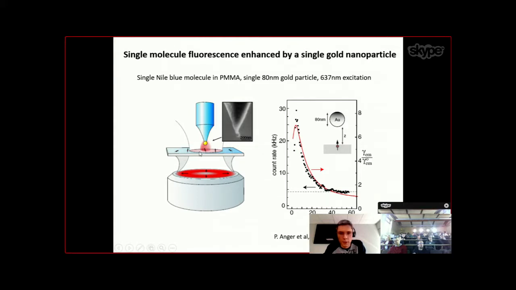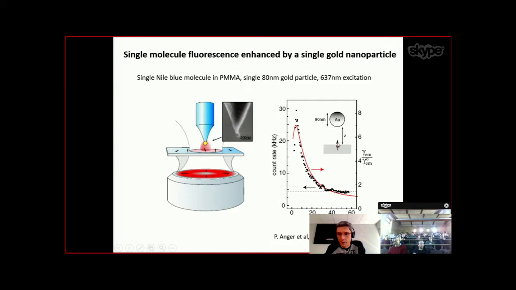You have a single fluorescent molecule and a single metal nanoparticle. The metal nanoparticle is glued to the tip of an elongated fiber, and this is connected to a near-field scanning microscope. So it's possible to move this metal particle with respect to a fluorescent dye. Again, this is the sketch of the experiment.